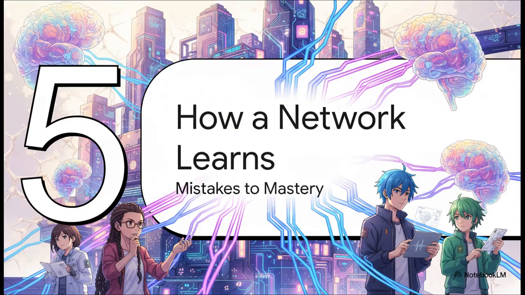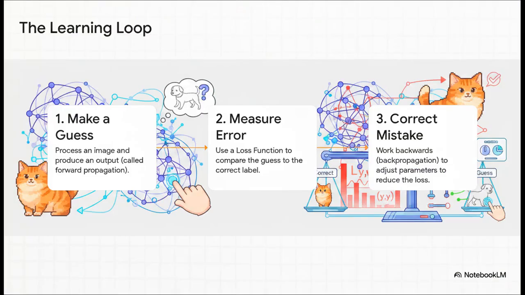So we've designed the architecture, we've built the structure, but right now it's still just a collection of random dials. It's dumb. So now for the most important part: how does it actually get smart? How does it learn? Well, the learning process is this really elegant three-step loop. First, the network makes a guess. You show it a picture of a cat, it runs all the numbers and spits out an answer. That's called forward propagation. Second, you measure how wrong it was. You compare its guess to the right answer, cat, and you calculate an error score.